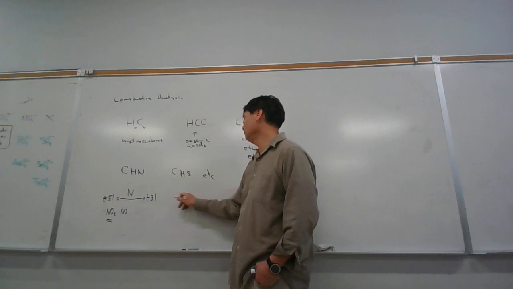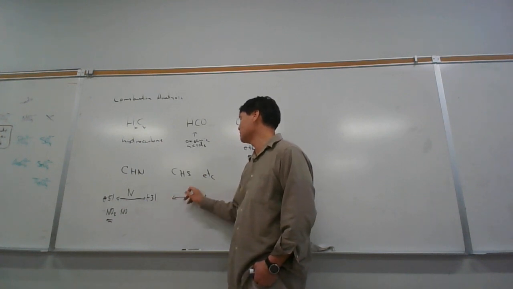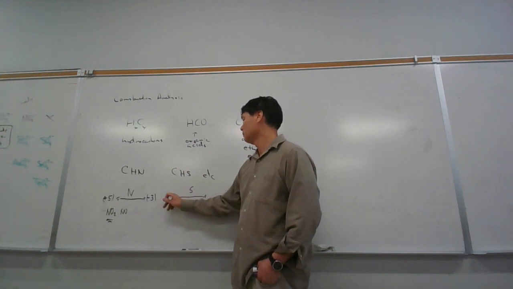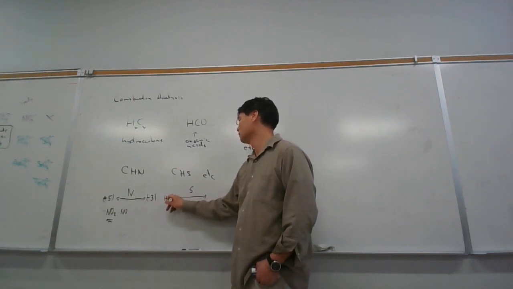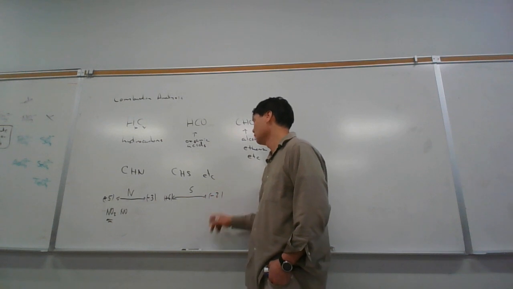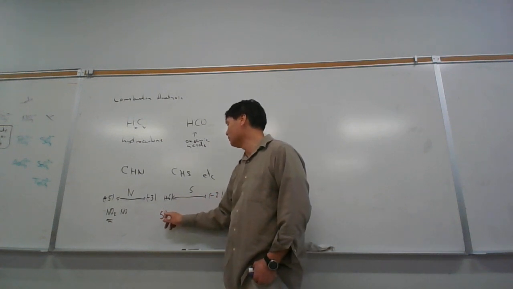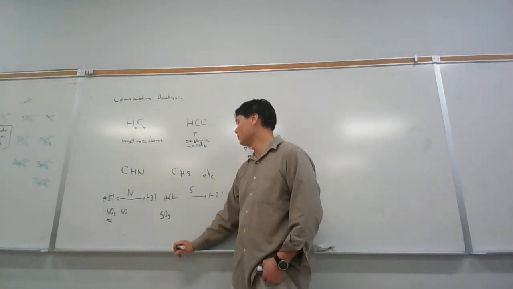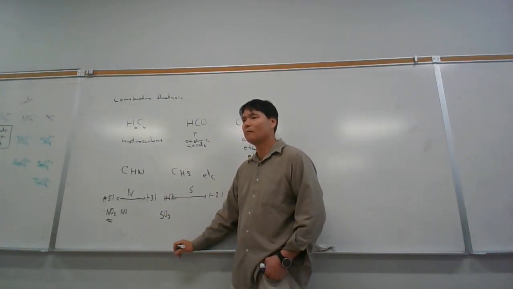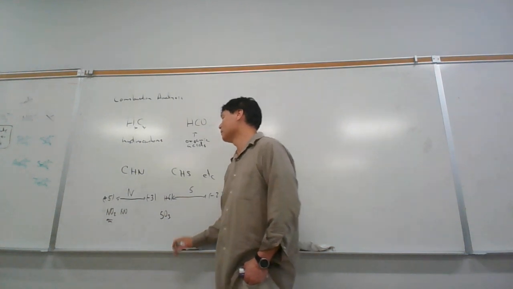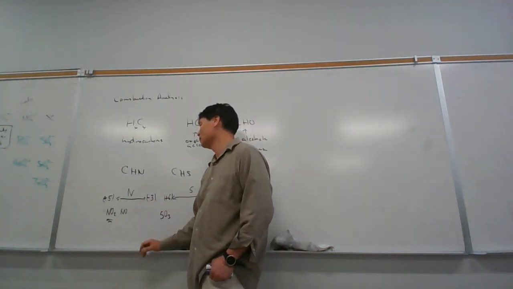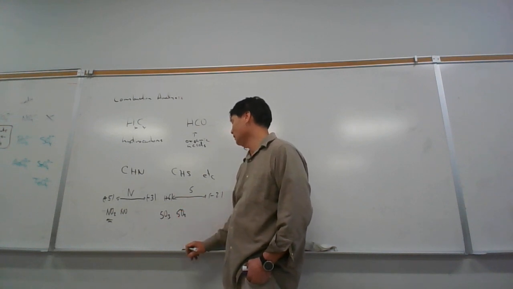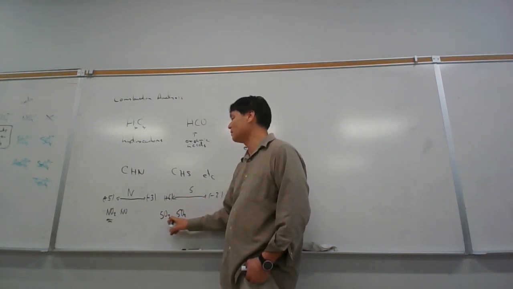Sulfur, what are the range of oxidation states for sulfur? Sulfur varies from plus 6 to minus 2. And so this one, sulfur trioxide, is the ultimate, and that would be plus 6. So when we burn sulfur, it depends on how completely you burn it. So we get sulfur dioxide, incomplete, sulfur trioxide, complete.